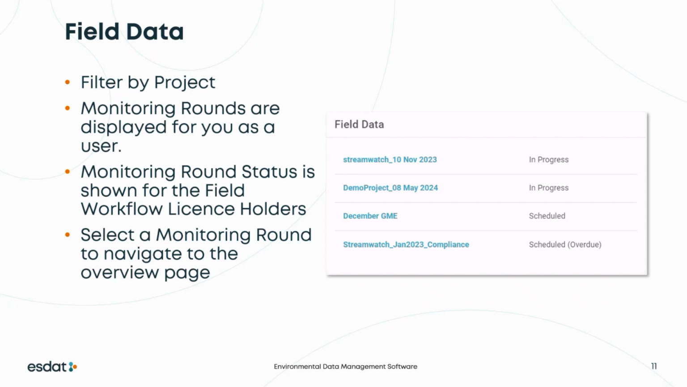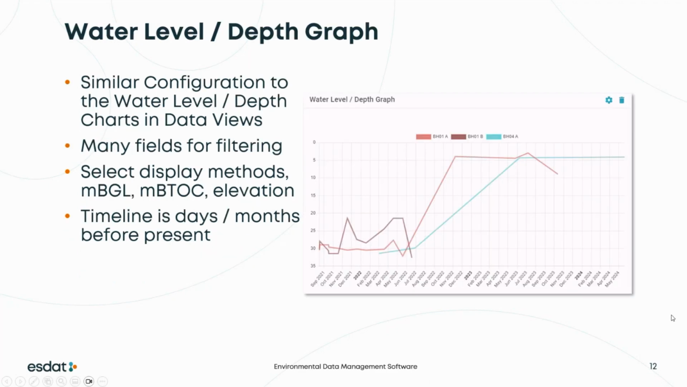So your field data widget, you can filter this out by project again. The monitoring rounds are displayed for you as a user. So this is not the total number of monitoring rounds, these are only the monitoring rounds that are related to you. And the monitoring round status is shown for our field workflow license holders. So whether it's in progress or still scheduled, once those monitoring rounds are complete, they are no longer shown in the field data widget. So this can be really great if you need to have an overview. If you are a PM, you'll get all of the monitoring rounds, but if you are a user, you'll only get the ones that are related to you.